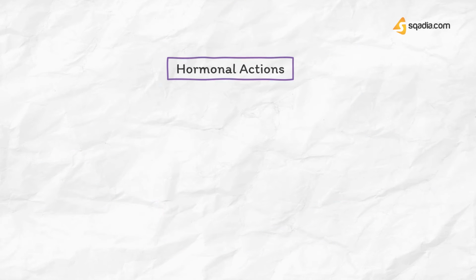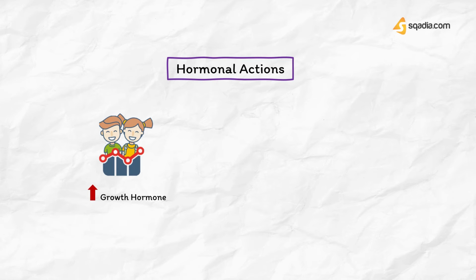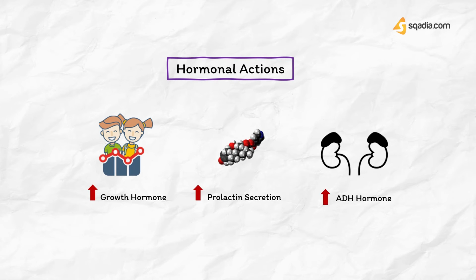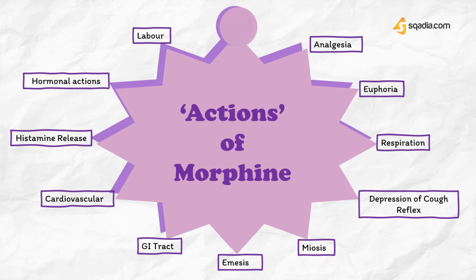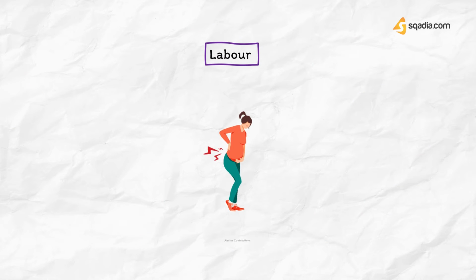Hormonal actions. Morphine increases growth hormone release and enhances prolactin secretion. It increases antidiuretic hormone and leads to urinary retention. Labor. Morphine may prolong the second stage of labor by transiently decreasing the strength, duration, and frequency of uterine contractions.